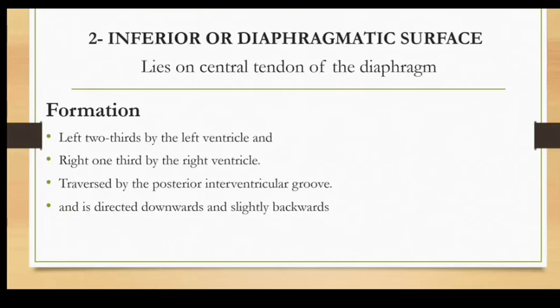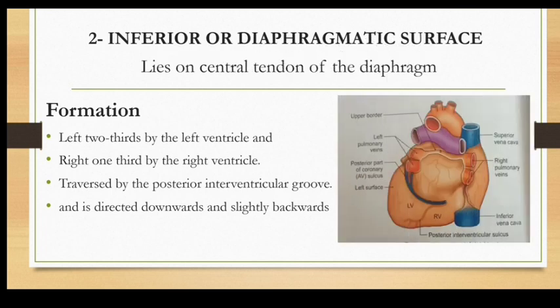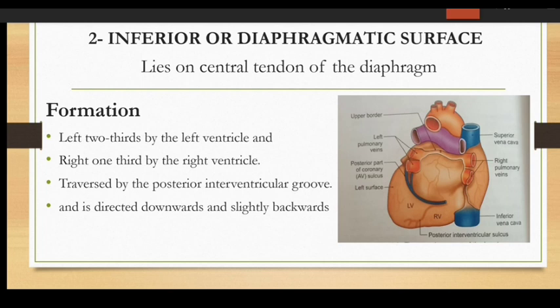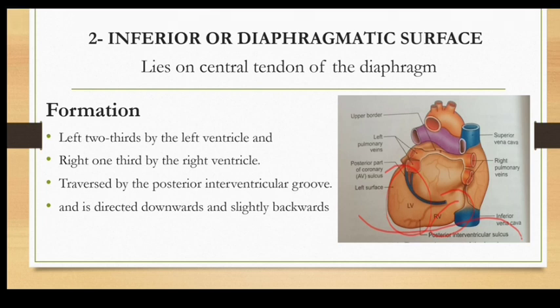And now the inferior or diaphragmatic surface. It lies on the central tendon of the diaphragm. Formation: two-thirds by the left ventricle. This is the left ventricle, and this whole portion is known as the inferior diaphragmatic surface, which lies on the central tendon of the diaphragm. Right? Two-thirds is from the left ventricle and one-third by the right ventricle, right? It is separated transversely by the posterior interventricular groove, and it is directed downward and slightly backward. So this is the inferior diaphragmatic surface. It is also known as the posterior side, right?